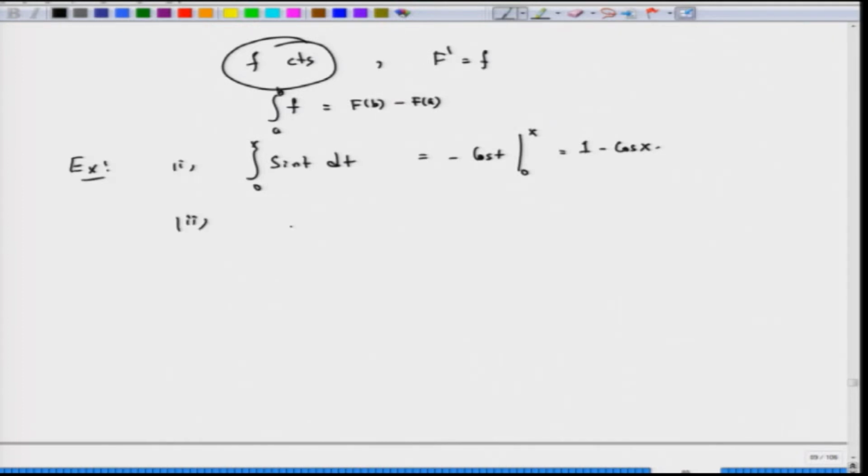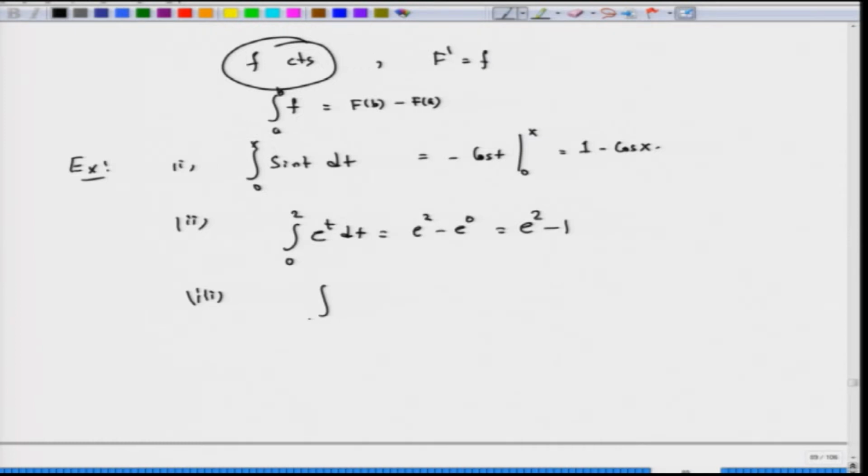Now we can compute various other things. Suppose the integral from 0 to 2 of e to the power t dt, the exponential function. We know that the antiderivative of e to the power t is nothing but e to the power t. So, this is e squared minus e to the power 0, which is equal to e squared minus 1.